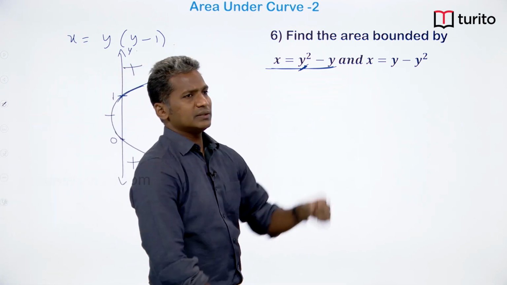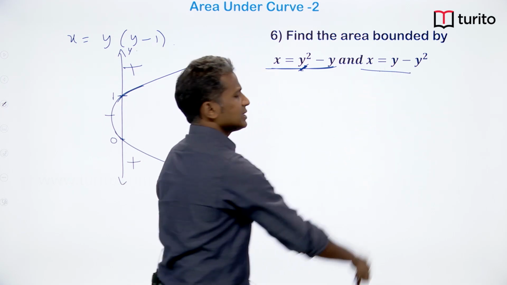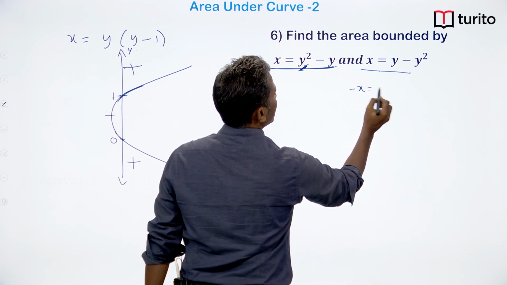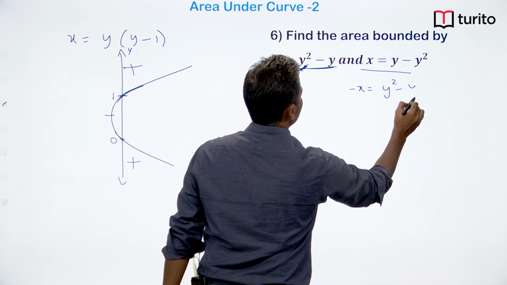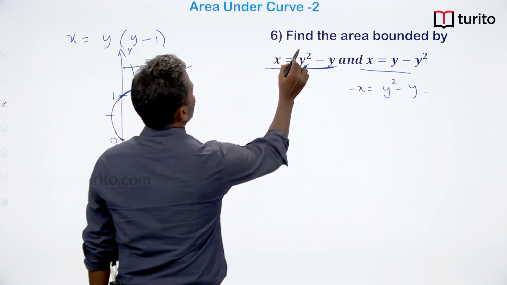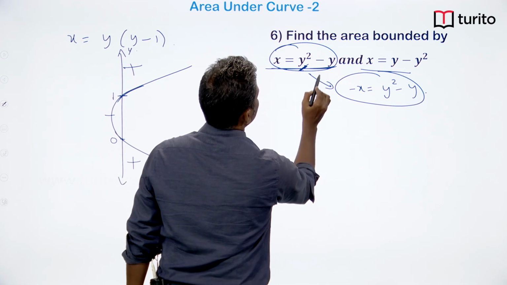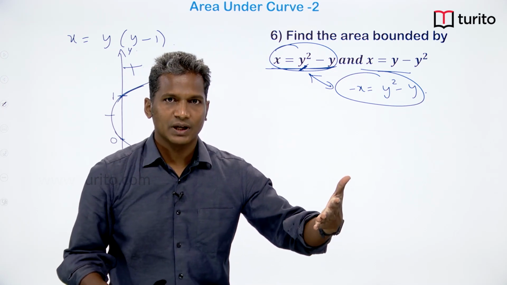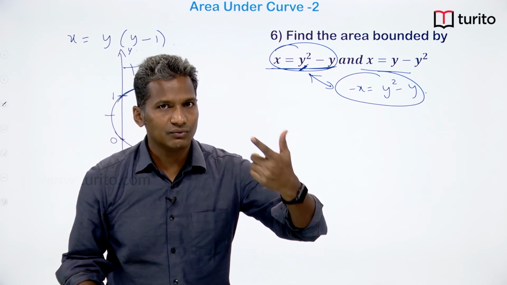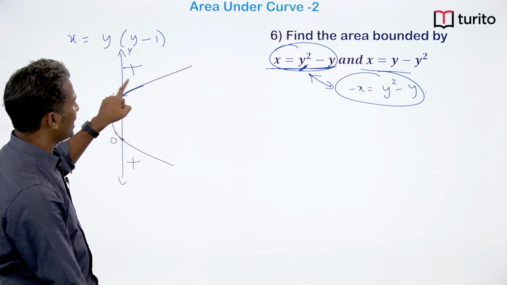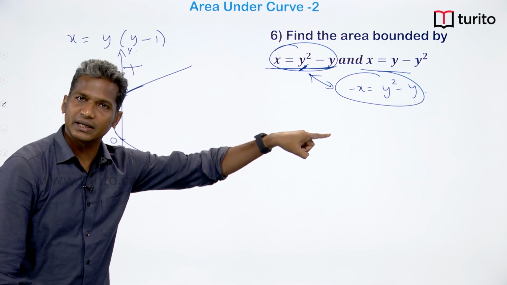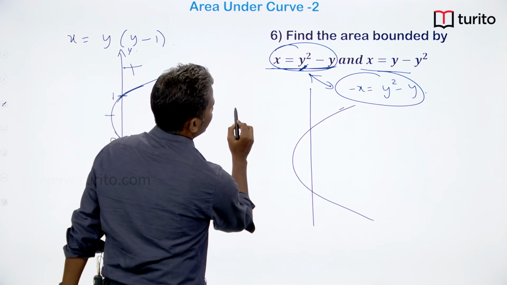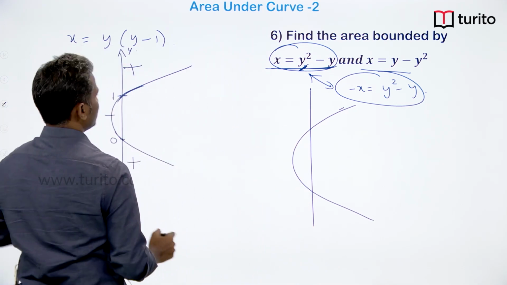Now look at this function. What is the difference between these two functions algebraically? Here if I just take one minus sign common, it looks like minus x equal to y square minus y. Now if you look at the original function and this function, what is the difference between these two? Minus x is coming in place of x. That means graph should be reflected about y axis. So if I reflect this graph about y axis, I will get the second graph. So here if one graph is like this, the other graph will be reflection of this graph about y axis.